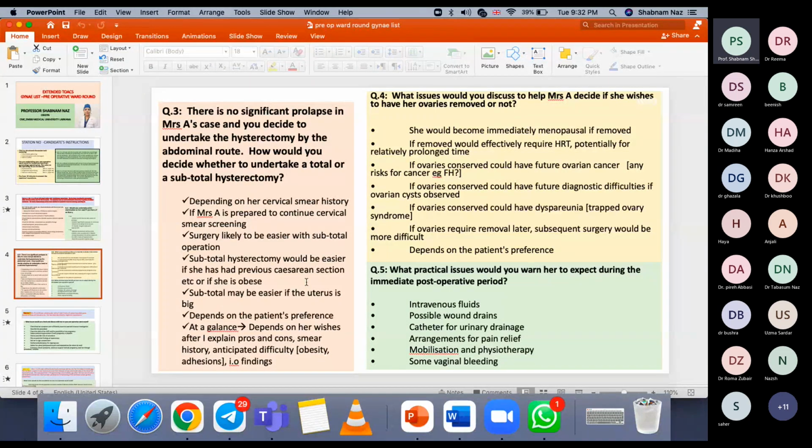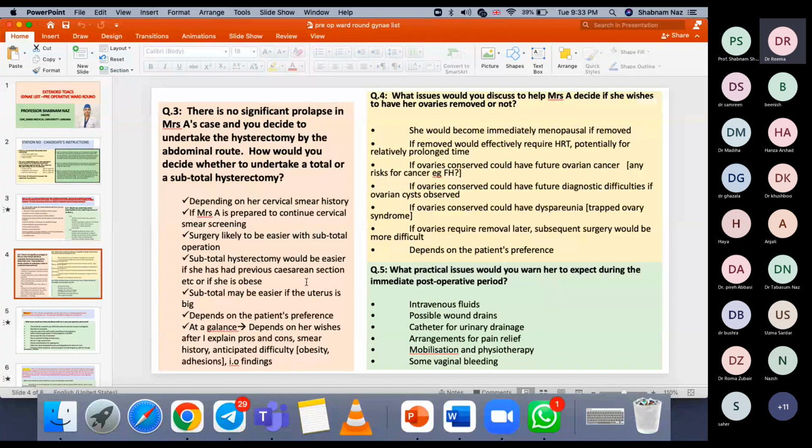Okay, your fourth question is, what issues will you discuss to help Mrs. A in deciding whether she wishes to have her ovaries removed or not? What do you have to discuss about whether to remove the ovaries or not?